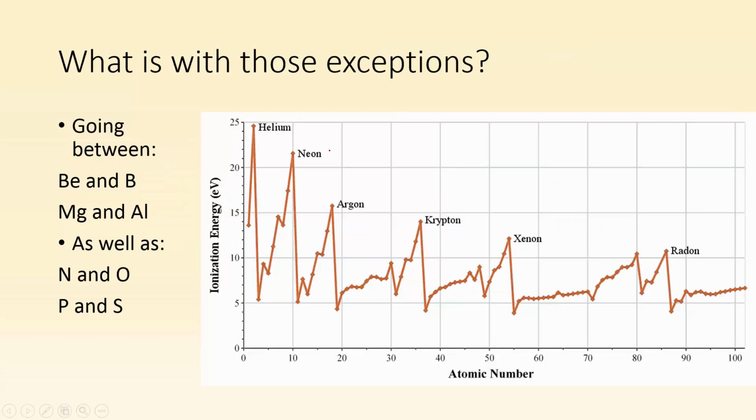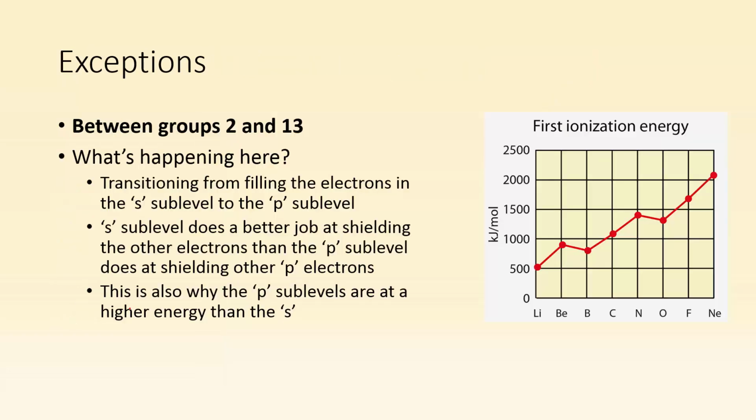So what's with those exceptions? The trend is as you go left to right, it increases. But if you see, there's a couple of places that's not true. Right here, right there, hey, I see that. Again, there's a pattern forming. There's a couple of exceptions. There's exceptions between beryllium and boron, magnesium and aluminum, as well as between nitrogen and oxygen, and phosphorus and sulfur. So let's get into why they are the exceptions.